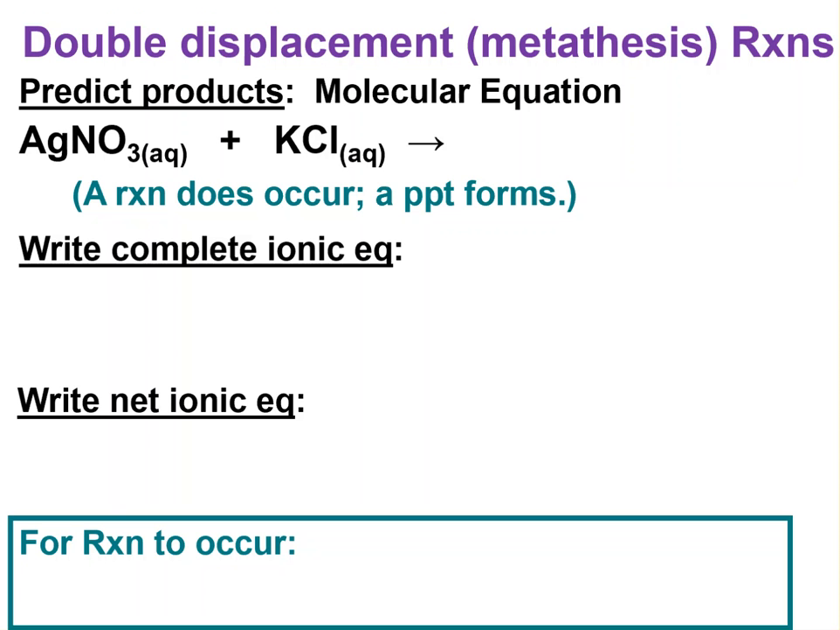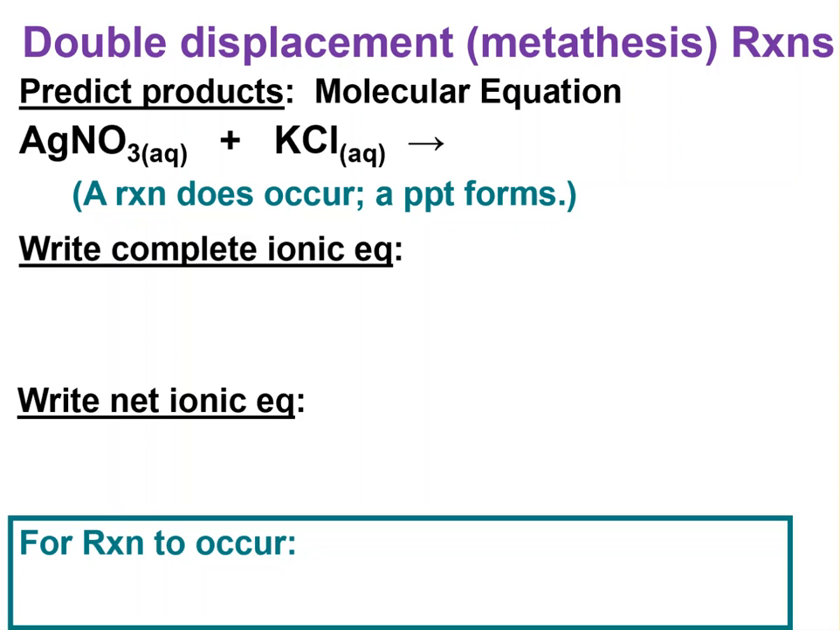Double displacement reactions. We're going to look at a lot of these. The way that I know that I have a double displacement, which we also call double replacement, is that the two reactants are both ionic compounds, metal and non-metal, or if it has a polyatomic ion, it's ionic. So two ionic compounds, both of them dissolved in water. So that's kind of what I can look for. Let's predict products on this.